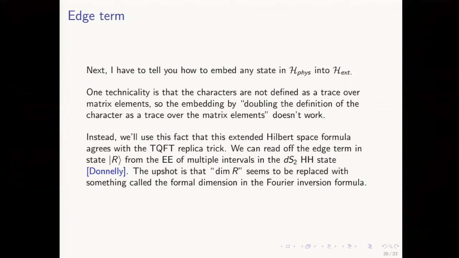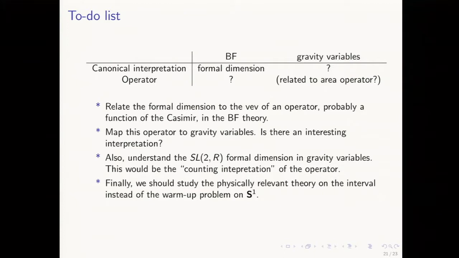Okay, so now there's a bunch of things I have to do next that I haven't done, but hopefully I'll be able to report on them the next time I give this talk. So what has to happen next? Basically, instead of working in the gauge theory variables, we have to translate back to the gravity variables. So there's sort of a table to fill out here.